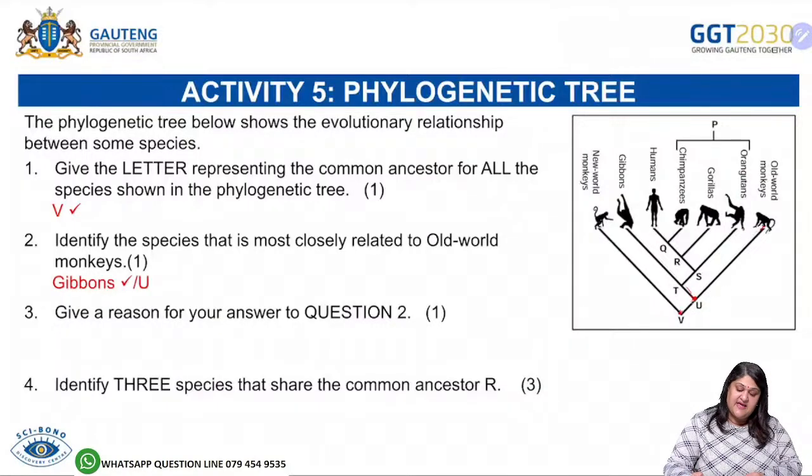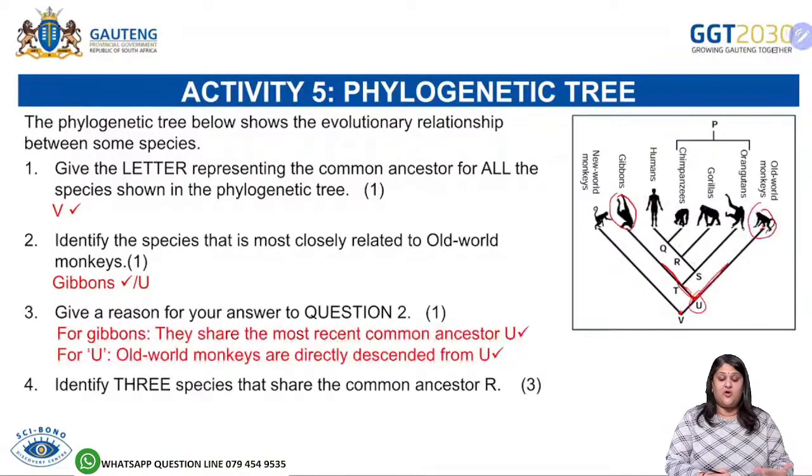It was first V, then we went to U. That was the next branching, so it went this way and this way. So the most closely related one to the old world monkey is the gibbon, or you can say U. Okay, because they didn't ask for common ancestor, they just asked for the species.